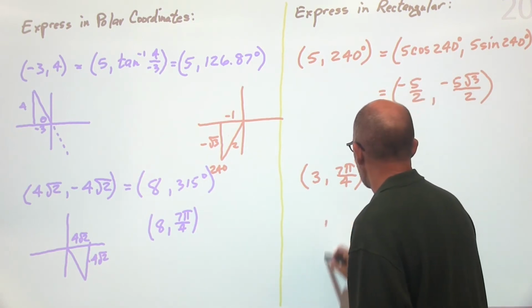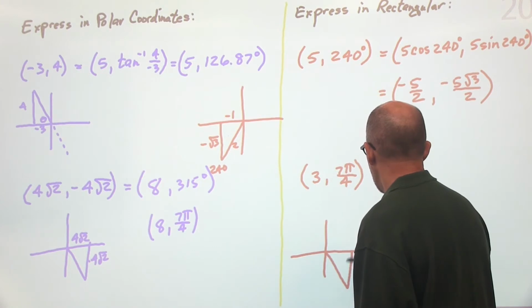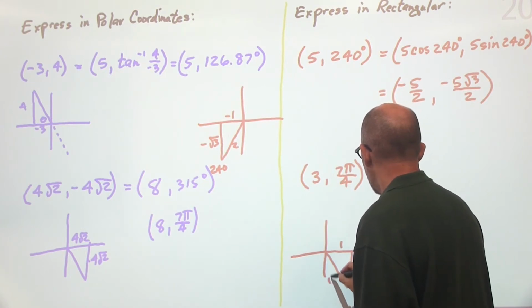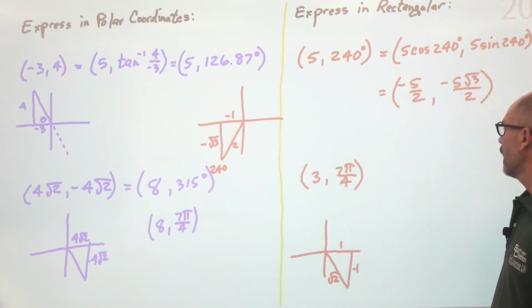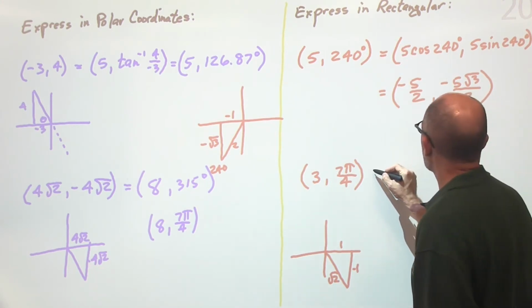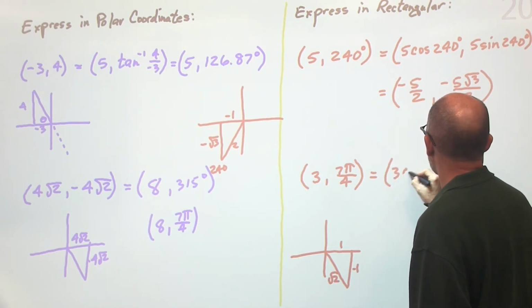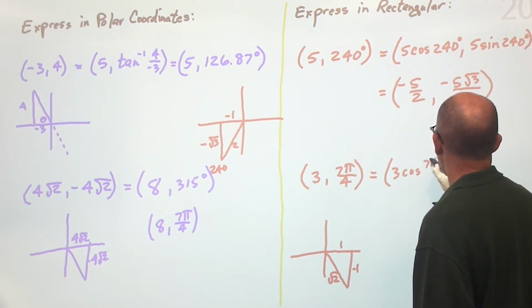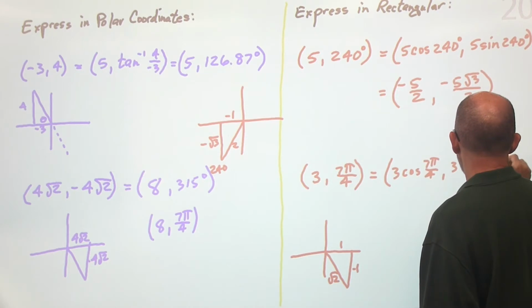So we've got 7 pi over 4 is down here. And so we've got 1, 1, and square root of 2. And notice this is down, so it becomes negative 1. All right, so this is going to equal 3 cosine 7 pi over 4, comma, 3 sine 7 pi over 4.